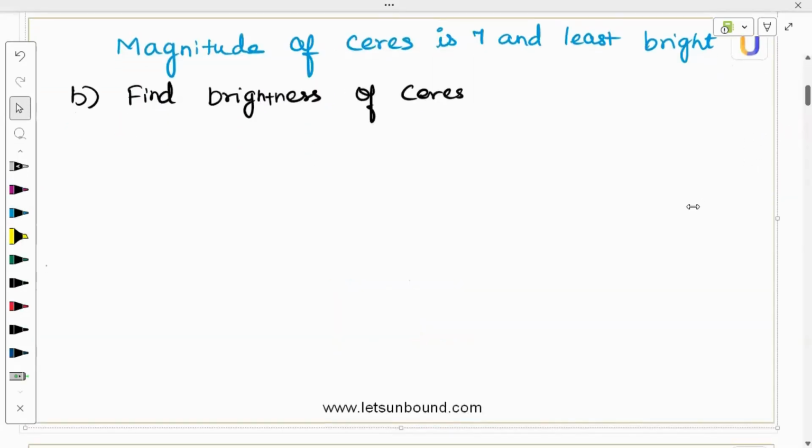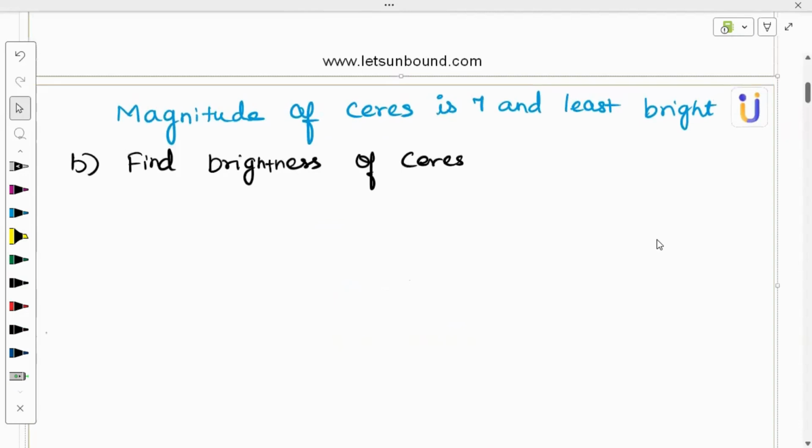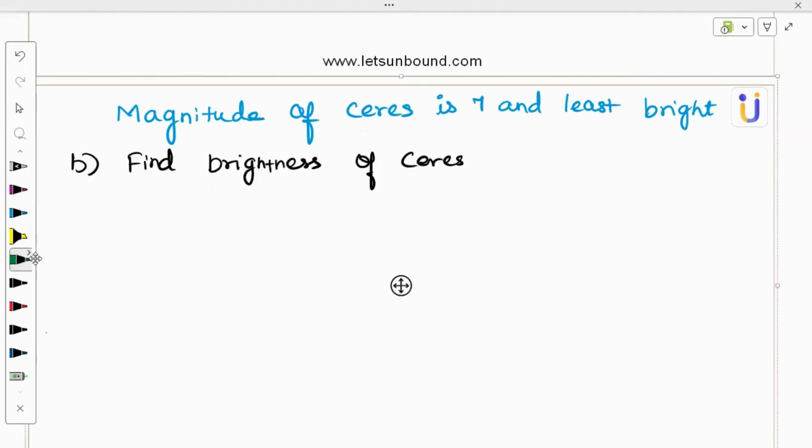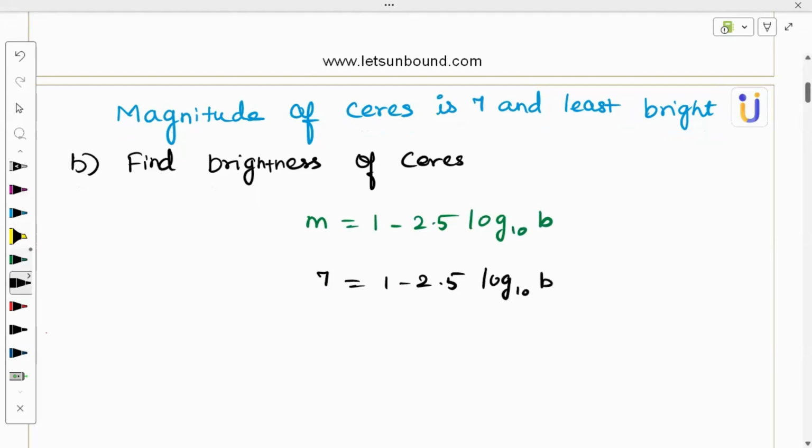Magnitude of another star, Ceres, is 7, and it is the least bright star visible without magnification. Find the brightness of the Ceres. So again, same thing. Here we are just finding the brightness, right? So m is equal to the same, 1 minus 2.5 log 10 b. This is the model function. In this Ceres case, I have a magnitude. So 7 equals 1 minus 2.5 log 10 b. You can directly go to the calculator and solve for it. Right? Switching to the calculator now.